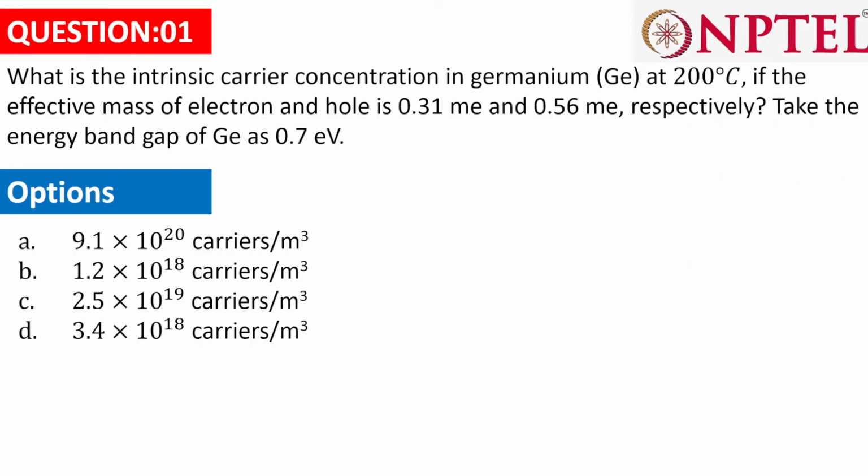So the first question is: what is the intrinsic carrier concentration in germanium at 200 degrees Celsius, if the effective mass of electron and hole is 0.3 times the mass of electron and 0.56 times the mass of electron? So what is the mass of electron? Do you know it? 9.1 into 10 to the power of minus 31 kg, sir. Yeah, great. Take the energy band gap for germanium as 0.7 electron volt, and then we need to calculate the intrinsic carrier concentration. Have you done it?